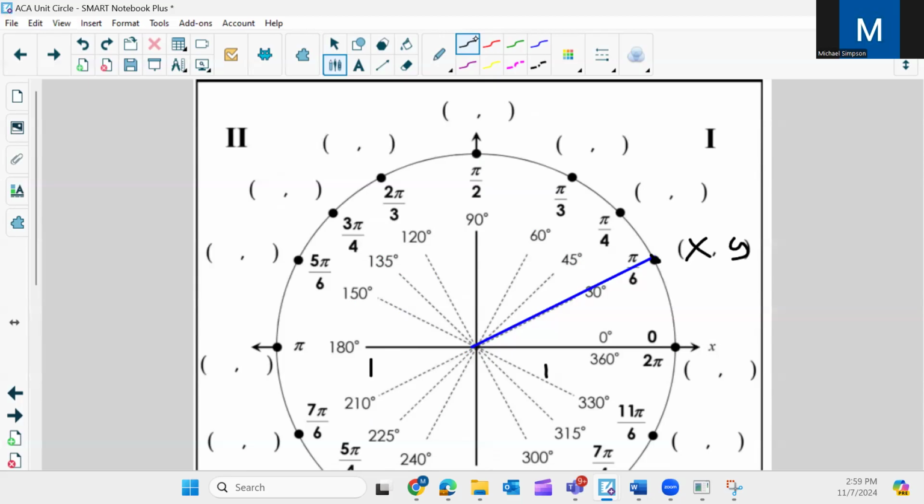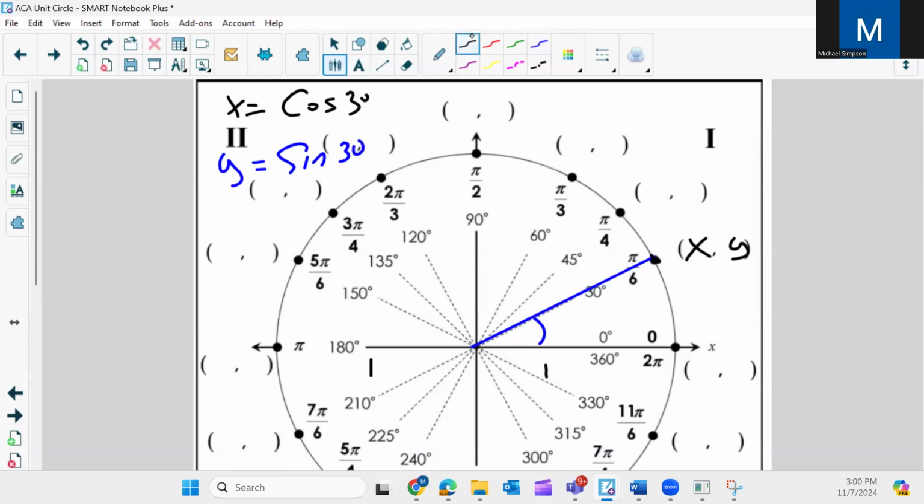The X coordinate is equal to the cosine of the angle. Whatever angle the ray stops at, that's the angle we're going to use. In this case, it's 30 degrees. The Y coordinate is equal to the sine of the angle. So since we're at 30 degrees right here, I'm going to replace this with 30 degrees.